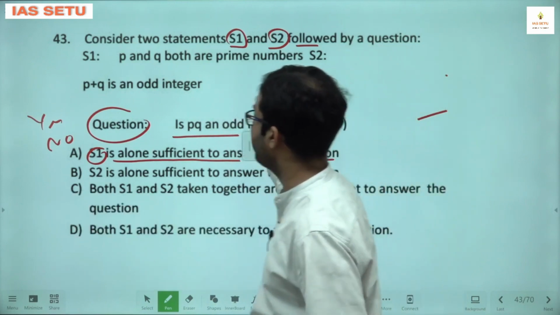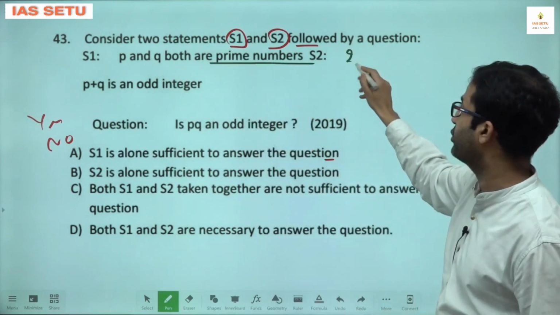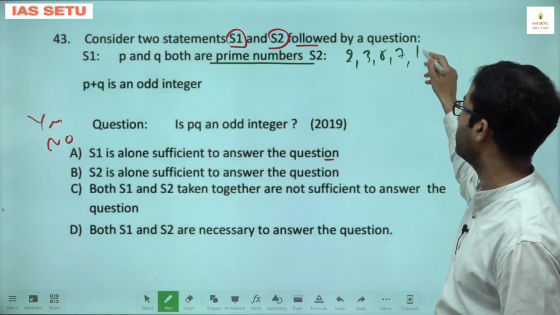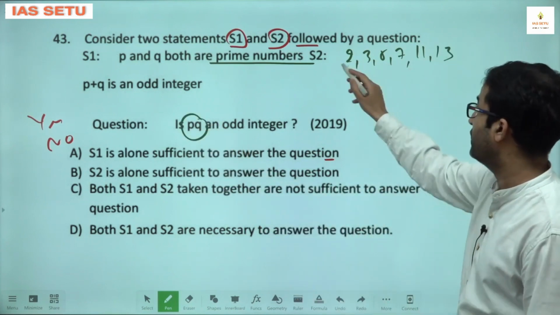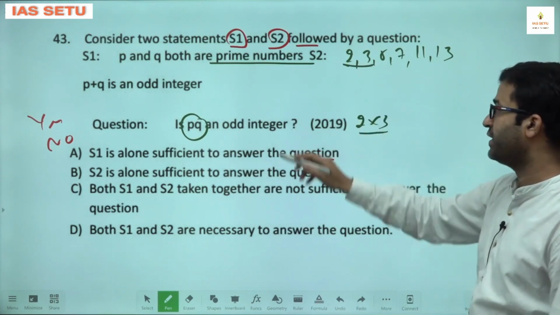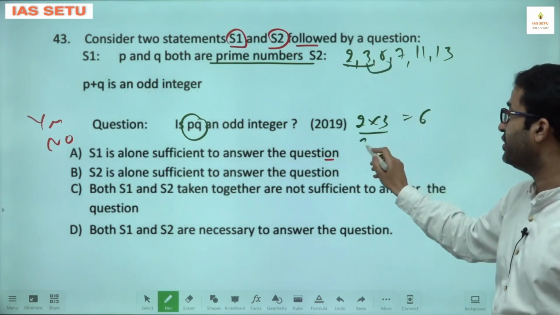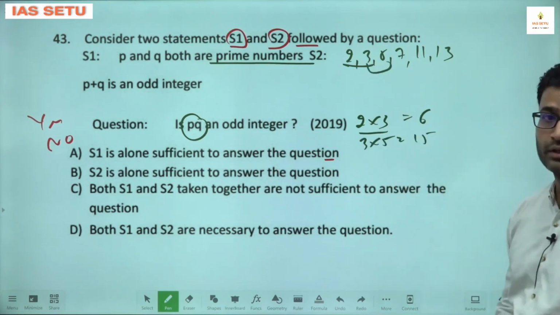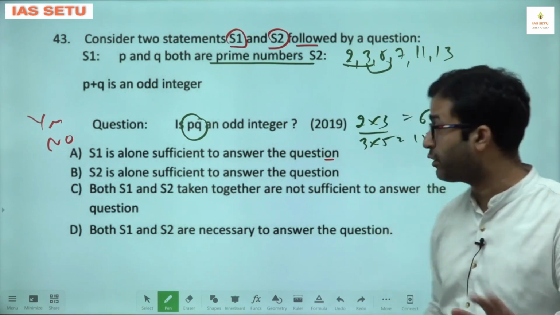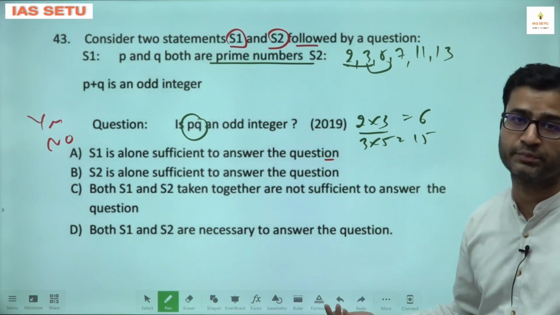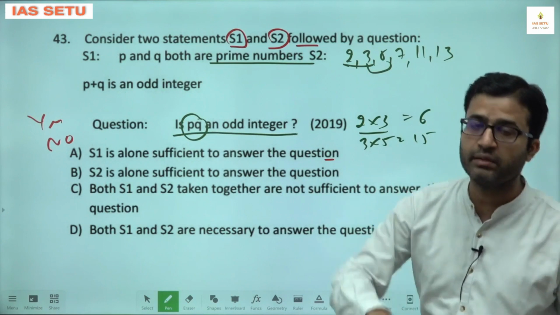What is statement 1? P and q both are prime numbers. So prime numbers are 2, 3, 5, 7, 11, 13. Is p into q an odd integer? If I take 2 into 3, p is 2 and q is 3, it is coming 6. But in case I take 3 and 5, I'm getting an odd number, 15. It means you are saying if one of the prime numbers is 2, then no, otherwise yes. Means you confuse me. You are not telling me clearly whether p into q is an odd integer. You are saying sometimes yes, sometimes no.